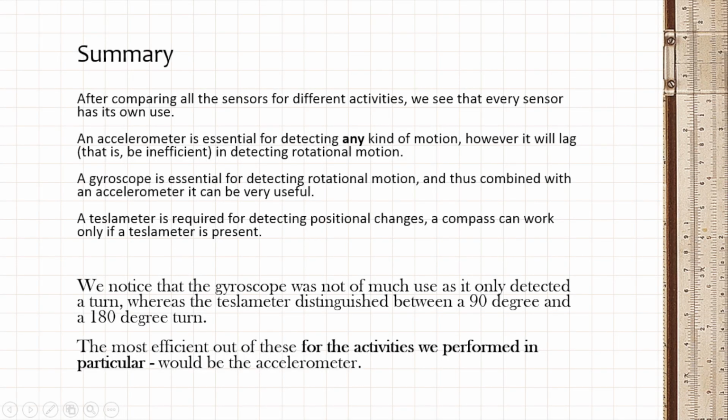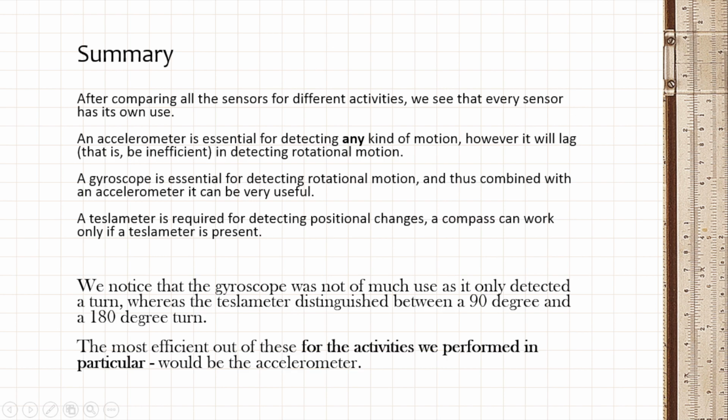After comparing all the sensors for different activities, we see that every sensor has its own use. An accelerometer is essential for detecting any kind of motion, however, it will lag, that is, be inefficient in detecting rotational motion. A gyroscope is essential for detecting rotational motion, and thus, combined with an accelerometer, it can be very useful.